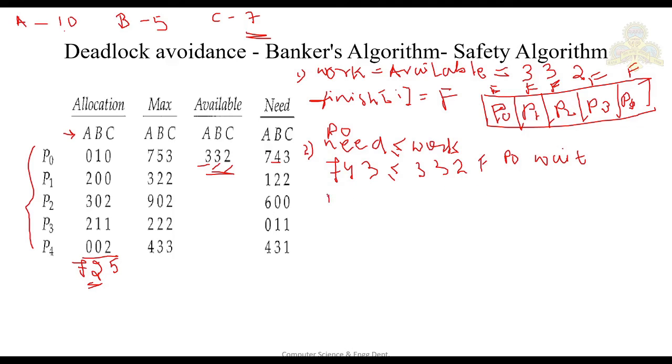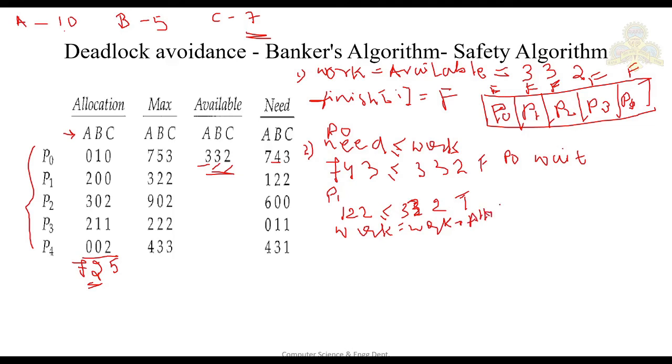Now I'll check for process P1 again in step 2 itself. Now what is the need of your P1? It is 122, right? Check whether it is less than or equal to work, that is 332. Okay, now check 122 is less than or equal to 332. It is true, right? Okay, now whenever it is true, what you have to do? You have to update the work. So work is equal to work plus allocation.